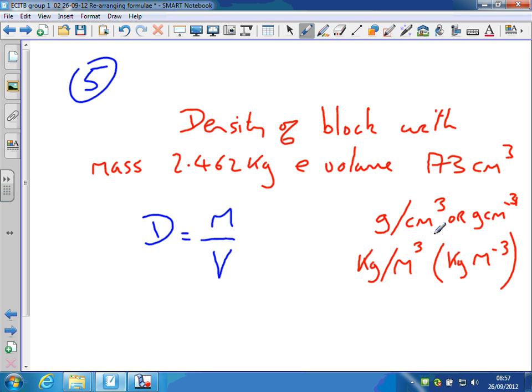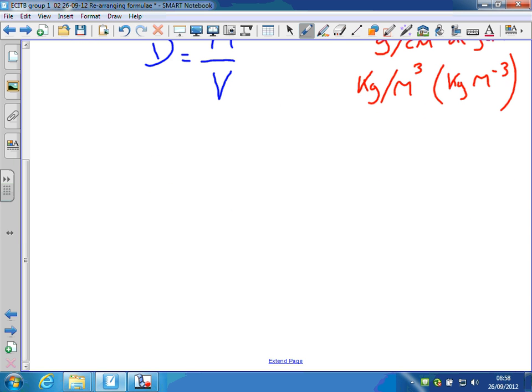So, what's the problem here? I've got centimetres cubed and kilograms, yes. So I've either got to convert cubic centimetres to cubic metres or kilograms to grams before I start. Okay? So which would you go for? Which is the easiest to do? Kilograms to grams.